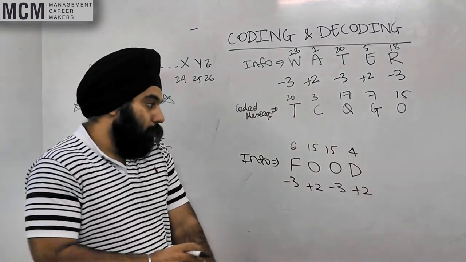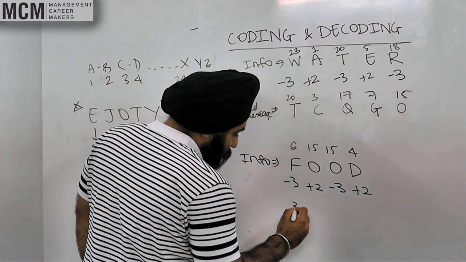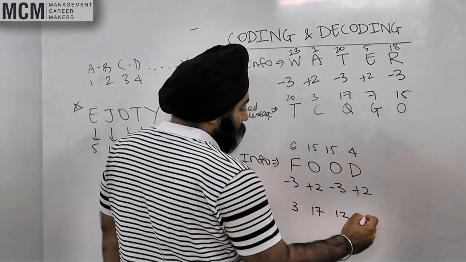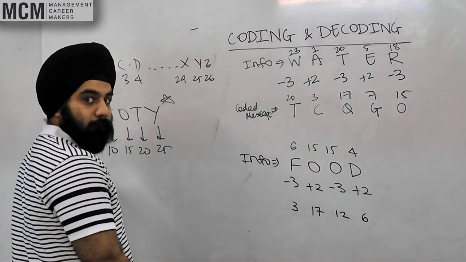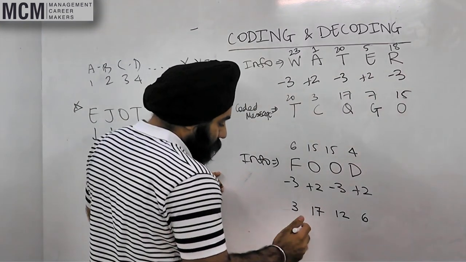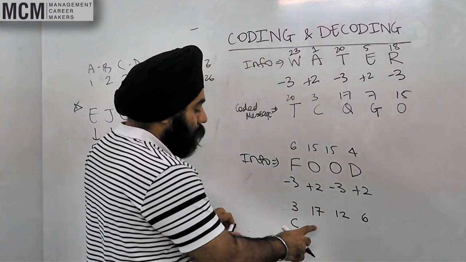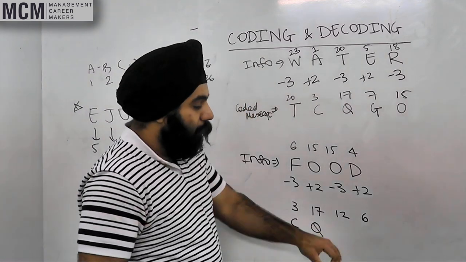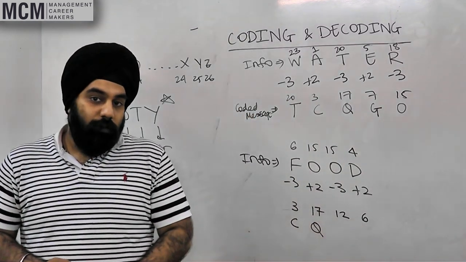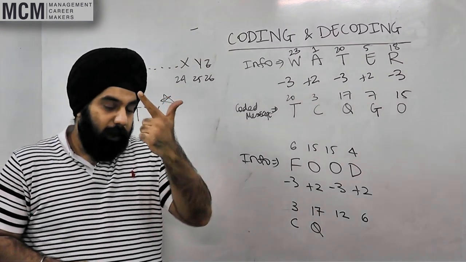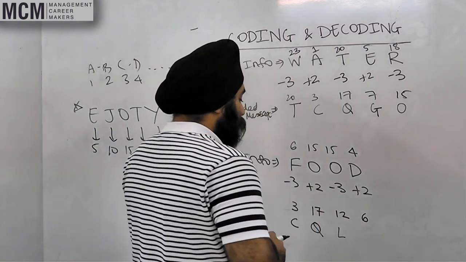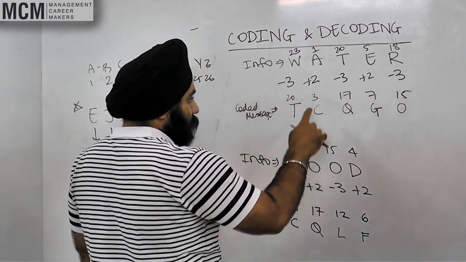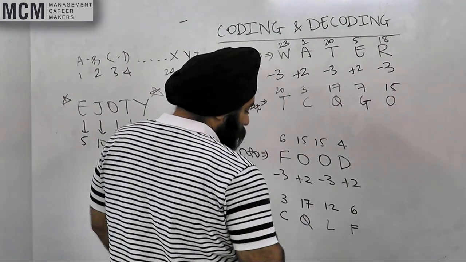Right? Now put the numeric values again. 6 minus 3 is 3. 15 plus 2 is 17. 15 minus 3 is 12. 4 plus 2 is 6. What is the value of 3? It is C. What is the value of 17? O is 15, P, Q. What is the value of 12? J is 10, J, K, L. What is the value of 6? F. Right? So the information in the same code will be coded as C, Q, L, F.